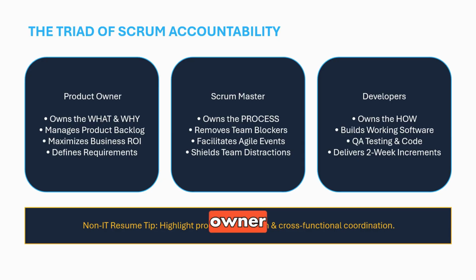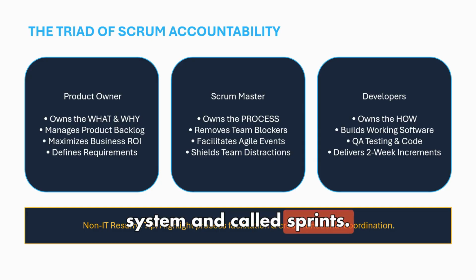Third, we have the developers. In Scrum, developer doesn't just mean coders. It refers to anyone on the team building the increment. This includes software engineers, database architects, and QA testers. They own the how. They take prioritized requirements and turn them into functional, tested software during 2-week iterations called sprints.